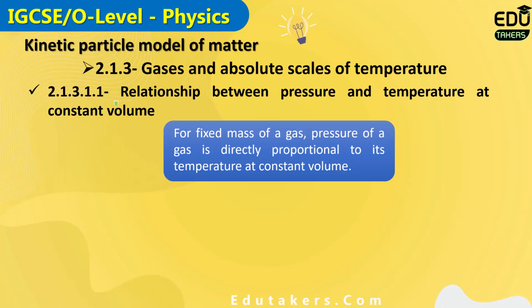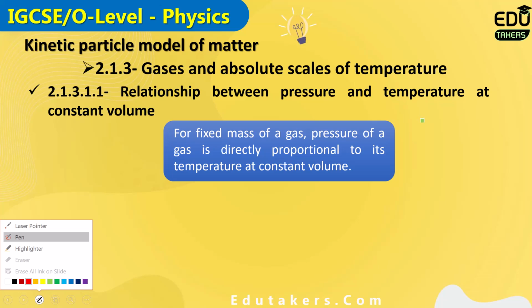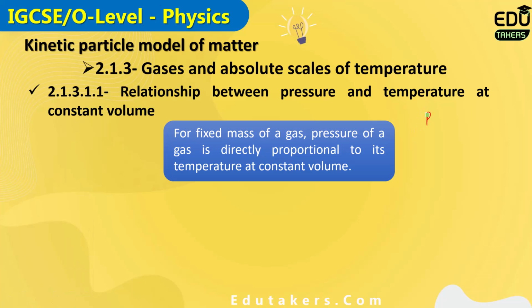So remember that for a fixed mass of the gas, the pressure and temperature are directly proportional to each other by keeping the volume constant. I write here pressure is directly proportional to temperature. When the volume is constant, you don't need to change the volume. For a fixed mass of the gas, the pressure of the gas is directly proportional to the temperature at constant volume. This is a relationship between the pressure and the temperature when the volume is kept constant.